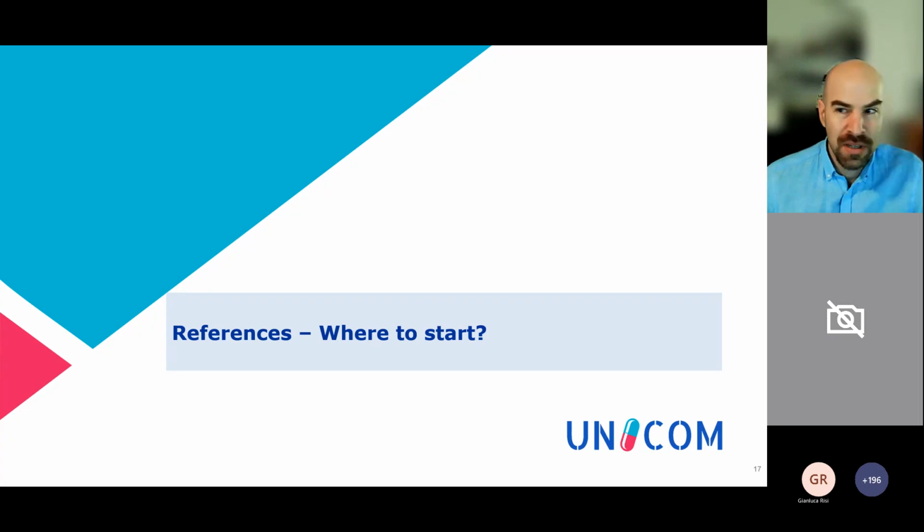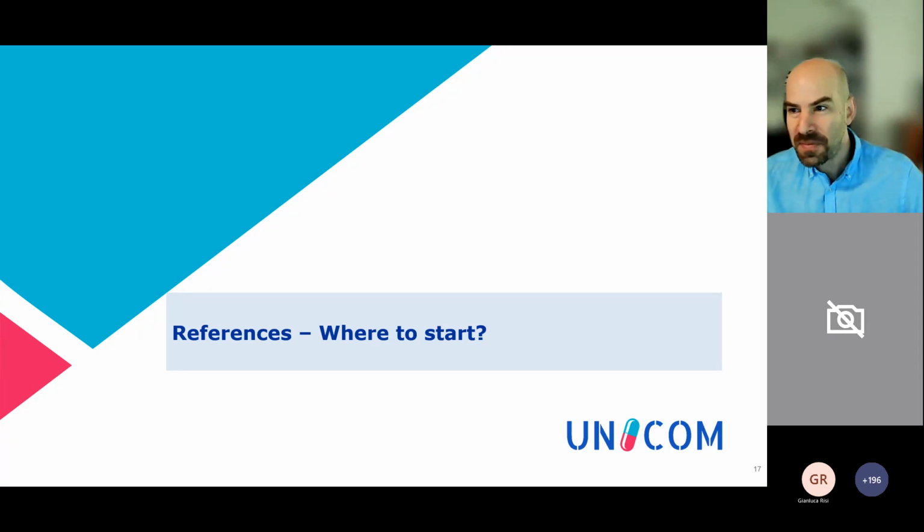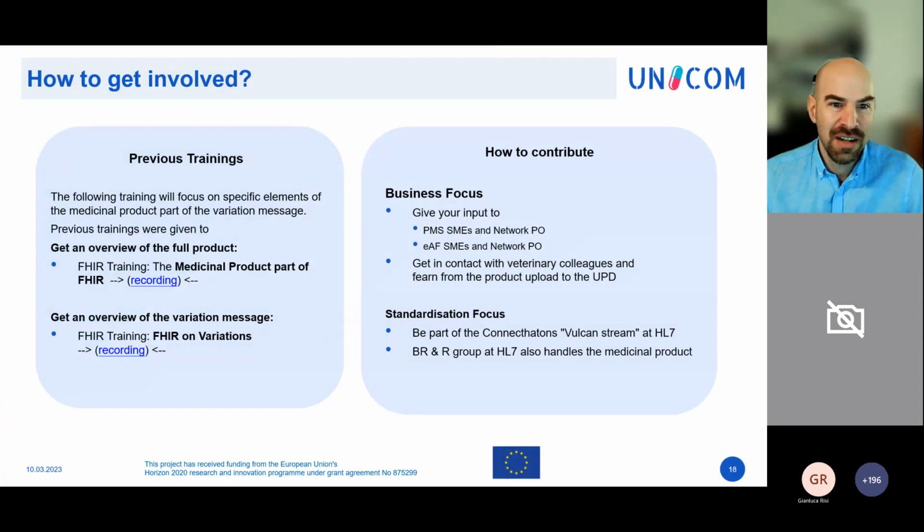Where I will start is where you can start, which is references. There is a lot of material already, and this is not the first time we're doing this. We've done one training already on the overview of the medicinal product, which was recorded and is available on YouTube. You can follow the link to the recording. We did a second training giving an overview of the variation file message. This is the third training, meaning this is already the advanced course that you're joining.